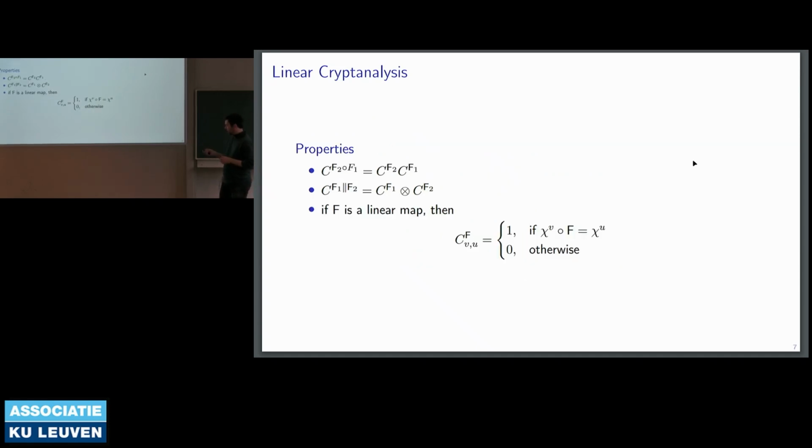Then this correlation matrix also has similar properties to the transition matrix. So you still have the product of matrices for composition, the tensor product for parallel application, and additionally, linear maps become really simple in the correlation matrix. If it's an invertible linear map, it's a permutation matrix that just acts on the different basis elements.